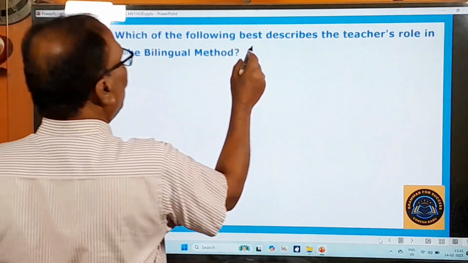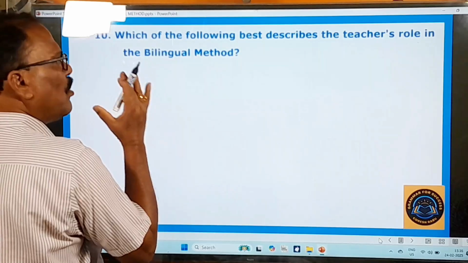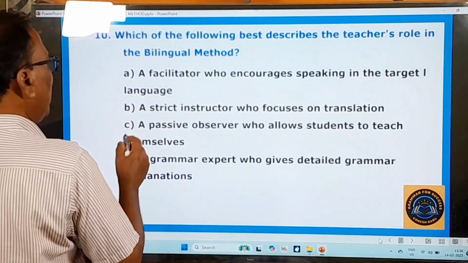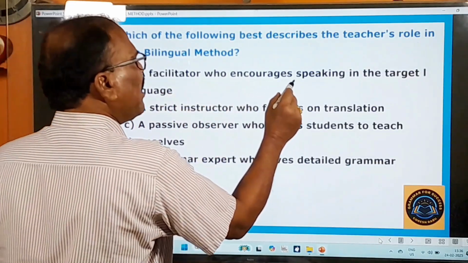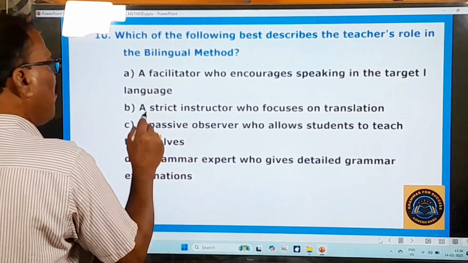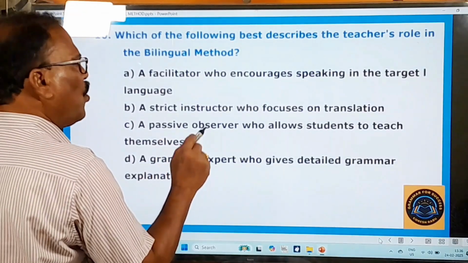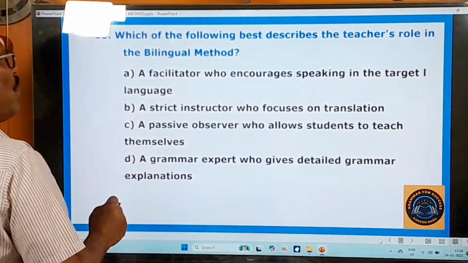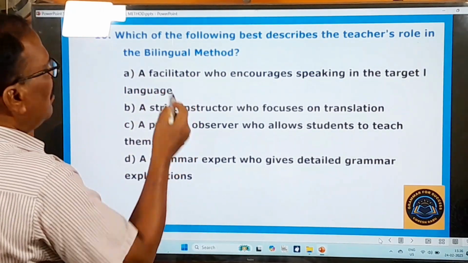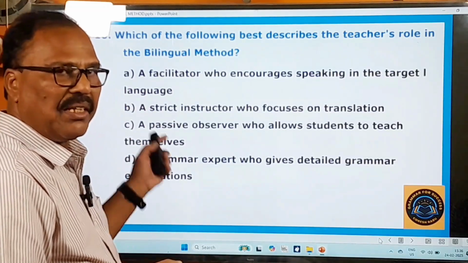Tenth question. Which of the following best describes the teacher's role in the bilingual method? What is the role of the teacher in this bilingual method? You know that very well. Come on, let us look at the options given here. A facilitator who encourages speaking in the target language, a strict instructor who focuses on translation, a passive observer who allows students to teach themselves, a grammar expert who gives detailed grammar explanations. What is the role of the teacher in this bilingual method in teaching grammar and all that? So you can easily choose the right option because already you have learnt about it in the video, right?